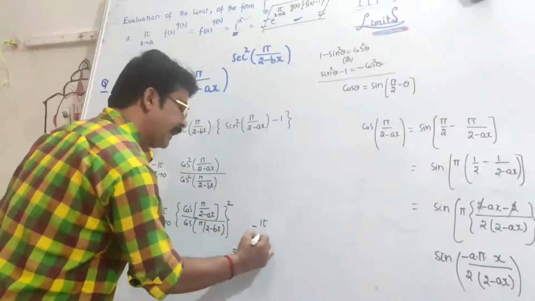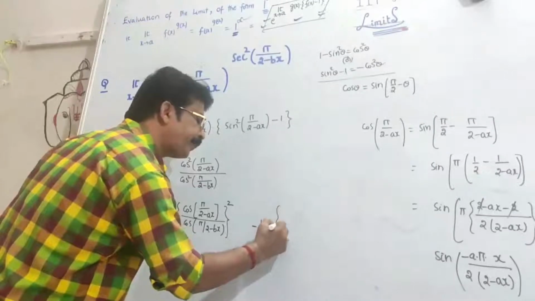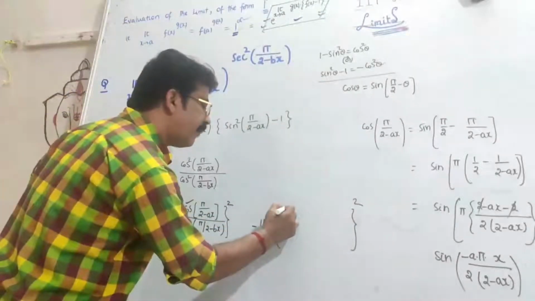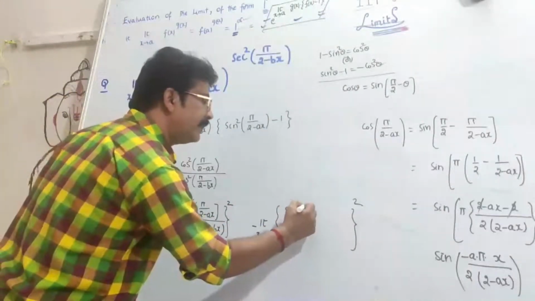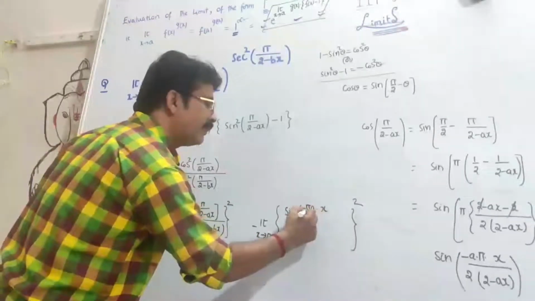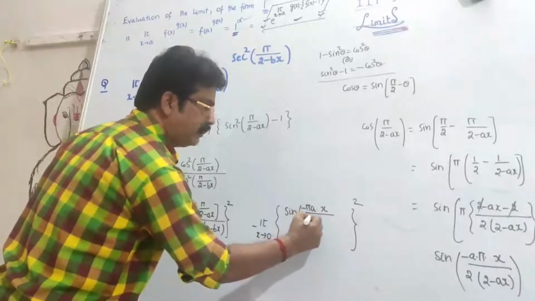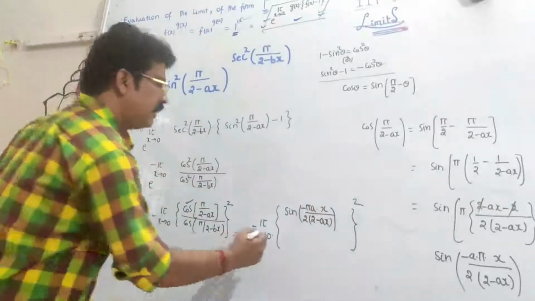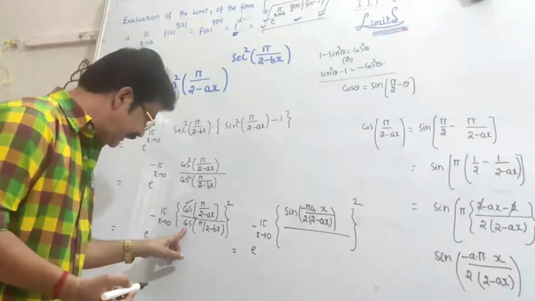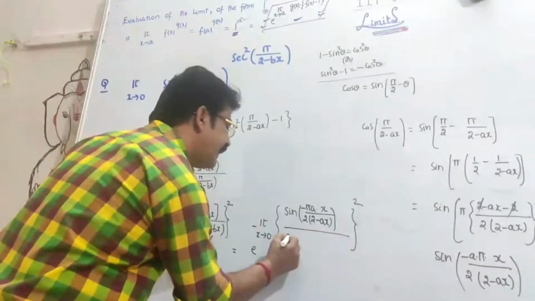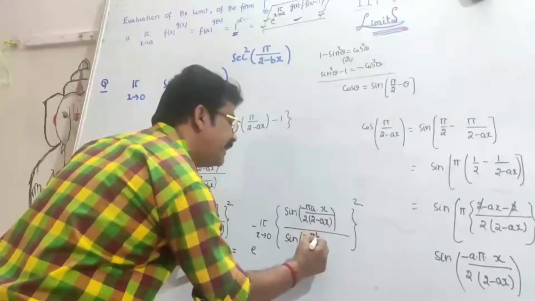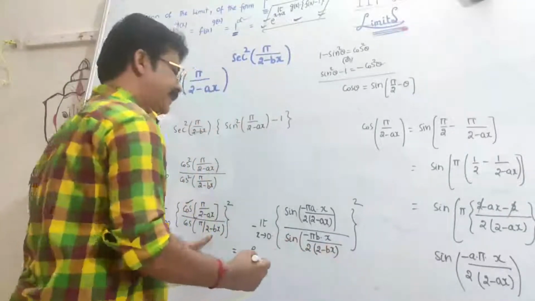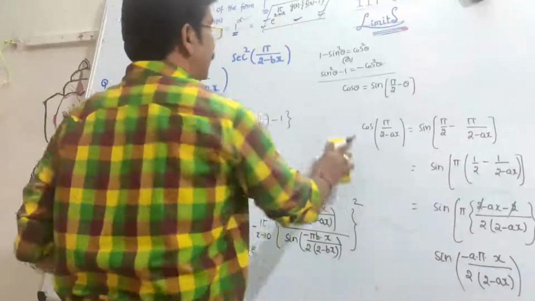minus limit x tends to 0, whole square, this value sine of minus pi a x divided by 2 into (2 minus ax), whole divided by, similarly this also, but in terms of b. So it is sine of minus pi b x divided by 2 into (2 minus bx), like that.